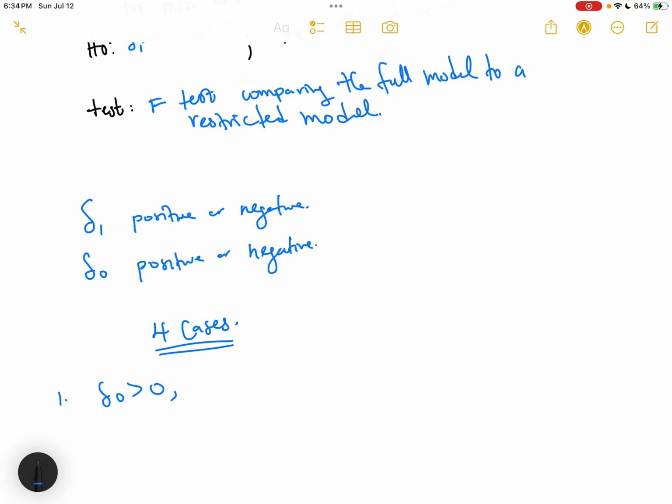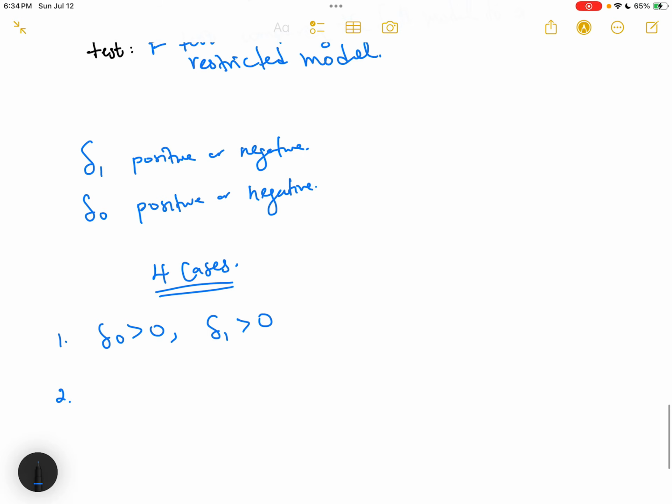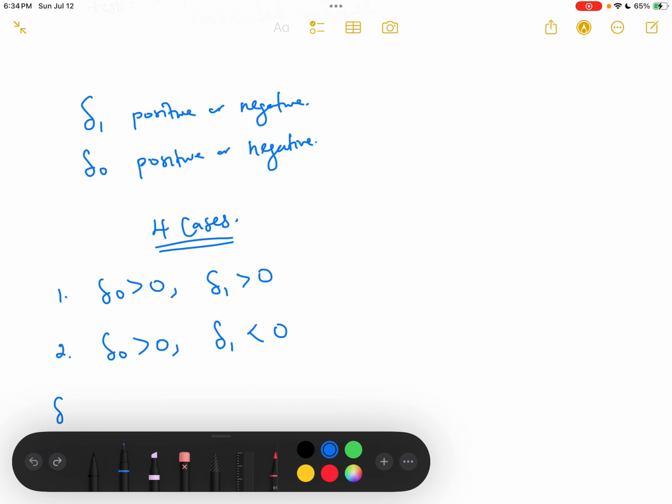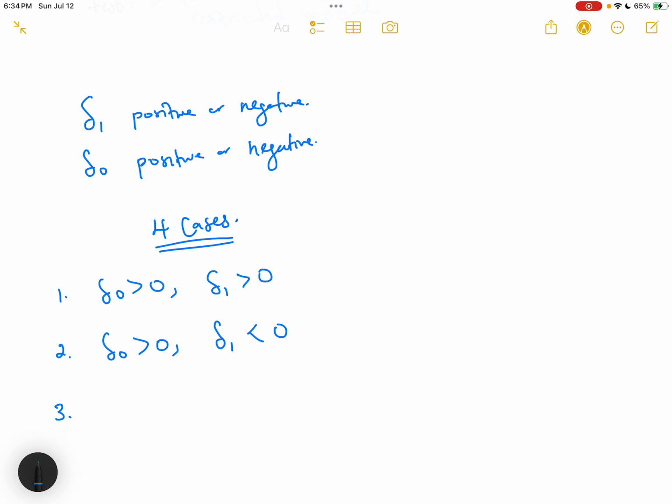Case 1, delta 0 is positive, delta 1 is positive. Case 2, delta 0 is positive, delta 1, you guessed it, negative. Case 3, delta 0 is negative and delta 1 is negative. Case 4, delta 0 negative and delta 1 positive. Now these will give us 4 graphs.